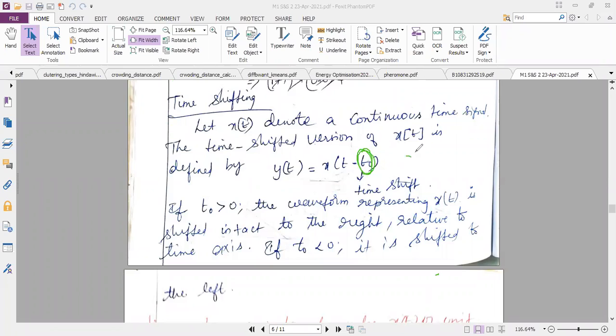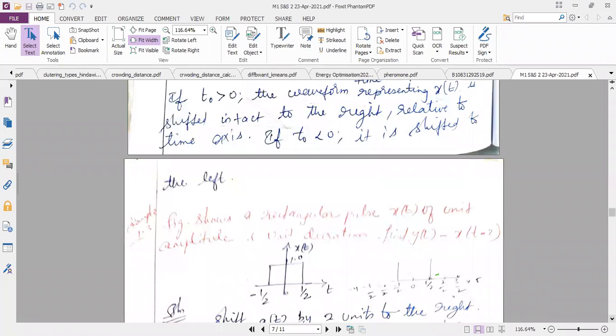So it can be x of t plus t naught also. This is also a time shift. But in this equation, I have written t minus t naught. That is also a time shift. When we solve the problem, we will understand it clearly: plus t naught means in which direction we have to shift, and minus t naught means in which direction we have to shift. So you should now know the shifting formula: y of t is equal to x of t minus t naught or t plus t naught. That's it. We will solve the problem and understand it better.